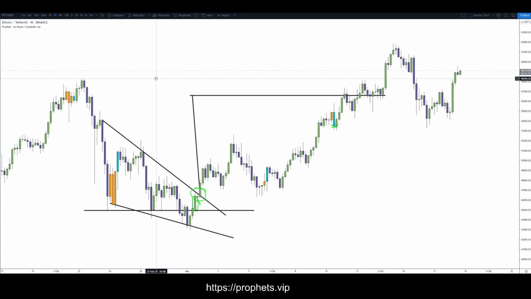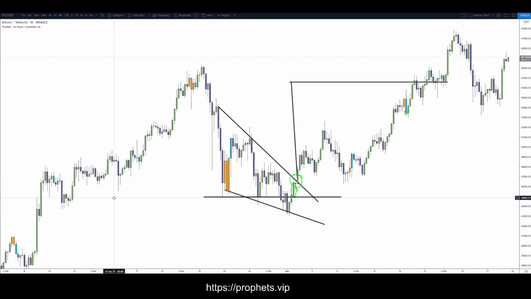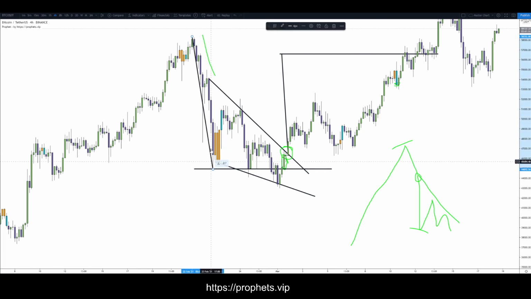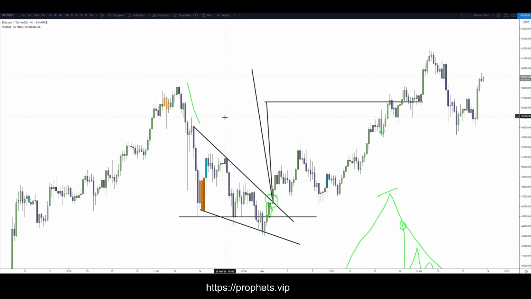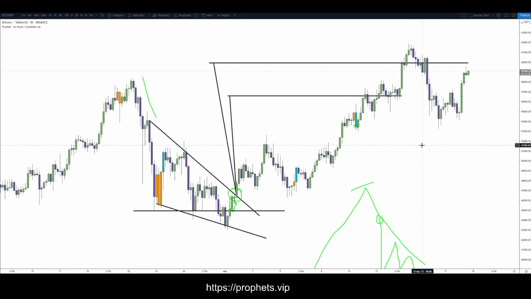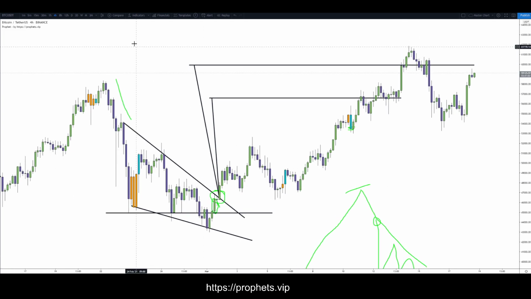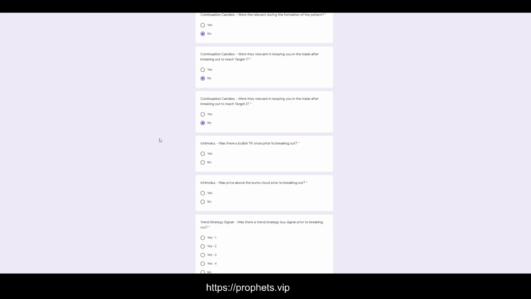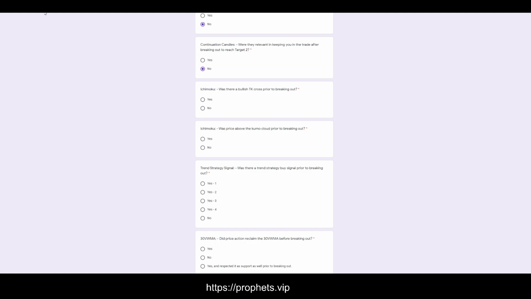So target 2's found by, if it's a setup like this, it's not always like this, but you can see here we've got this impulsive move up, and then we come down a wee bit, which is this period, and then we form our falling wedge, right? So this move from here to here is target 2, from the point of break here, up, okay? So again, the continuation candles haven't helped us get here. They weren't relevant during this. However, we did reach it. Okay. No, they weren't. Ichimoku, was there a bullish TK cross prior to breaking out?